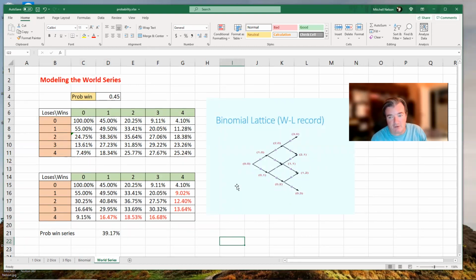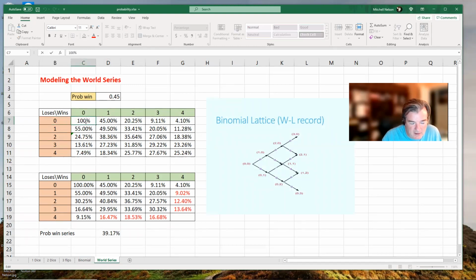Okay, and we could try to model or figure out who's going to win the World Series by, again, using Excel. So we create a table, and it shows how many times you've won, 0, 1, 2, 3, or 4. And this is how many times your opponent has won, 0, 1, 2, 3, or 4. And the probability that the series will be at an initial score of 0-0 is 100%. It'll always be that way. Now, here's where we're doing something a little bit interesting.